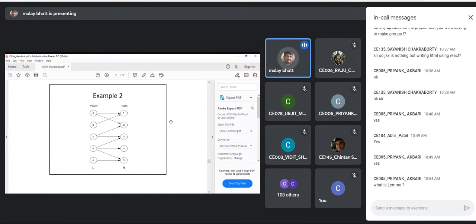This is one more example, people and tasks. We have 5 people and we have 5 tasks. So it is one kind of job assignment problem. Person A can do job 1 and 2, person B can do job 1 only, person C can do job 2 and 3, person D can do job 3, 4 and 5, and person E can do job 5 only, right? So it is a job assignment problem.